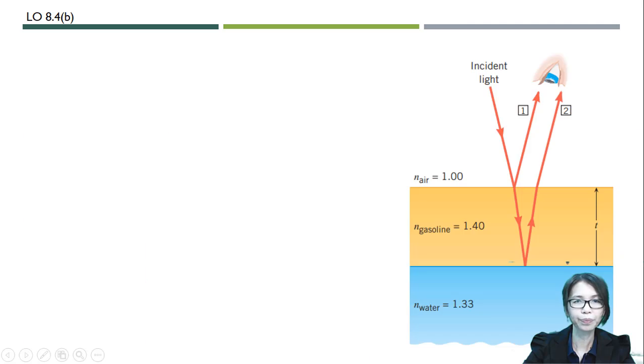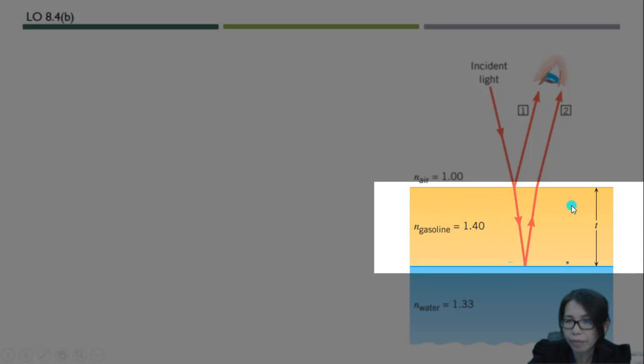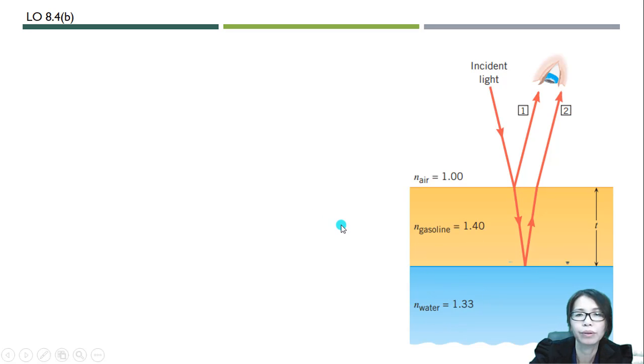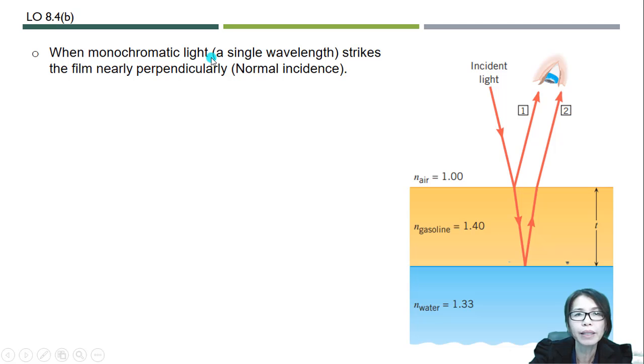Then we continue. So class, how actually does interference occur for a thin film? We refer to this figure. We have a thin film, gasoline, floating on water. When monochromatic light, a single wavelength, strikes the film nearly perpendicular to the normal, we have an incident light. It strikes nearly perpendicular to the surface of the thin film.